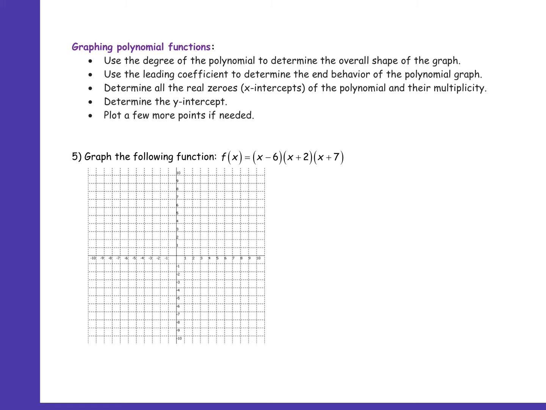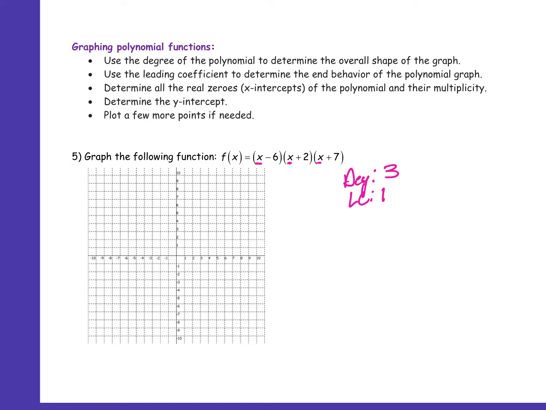Okay? So I want to first find my degree. My degree is going to tell me my overall shape of my graph, along with my leading coefficient. So the degree on this one is that's a third degree. My leading coefficient is going to be 1. That is so not a 1. Wow. Okay, 1.